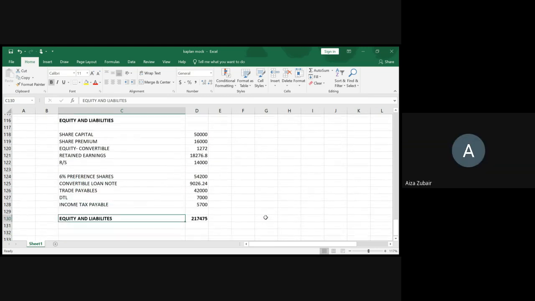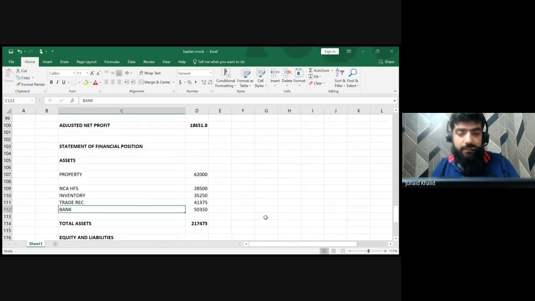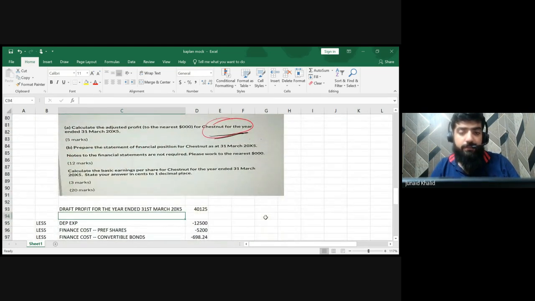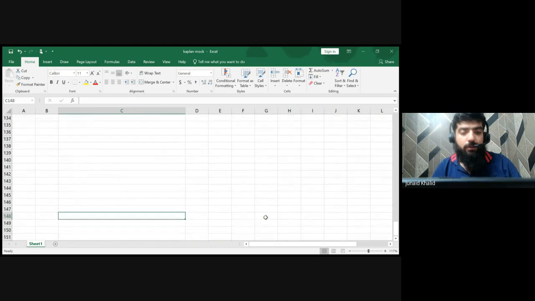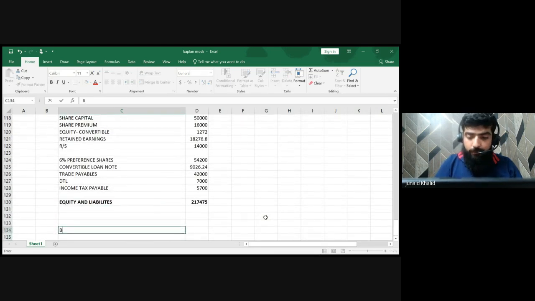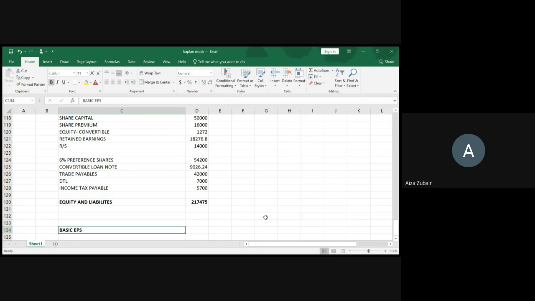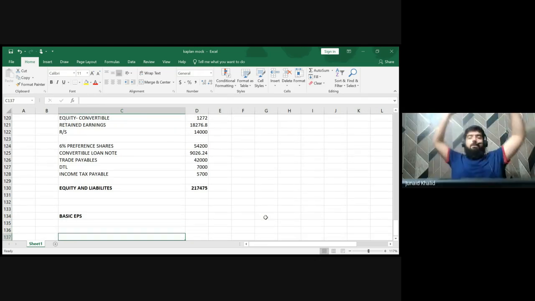Now, these were the two requirements that we have seen. That is the draft adjusted profit that we need to calculate, and the balance sheet that we have prepared is for 12 marks. Now, for 3 marks, there is a requirement for the basic earnings per share that we need to calculate. So, in order to calculate the basic EPS, what is the formula? Yes, what is the formula?